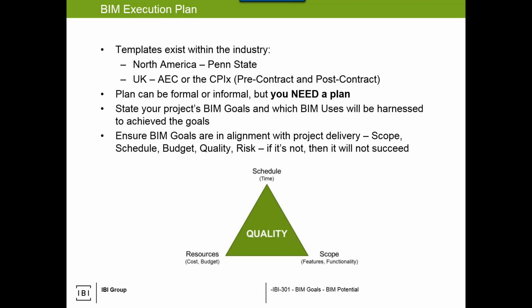State your goals and which uses will be used to achieve the goals. You can use one BIM use for multiple goals. So let's say I want to use design review to help ensure quality of my deliverables, in order to facilitate weekly project meetings, etc. So you can have various BIM project goals that take into account the use of design review. Ensure your goals are in alignment with project delivery. That's scope, schedule, budget, quality, risk. If it's not, it will not succeed.